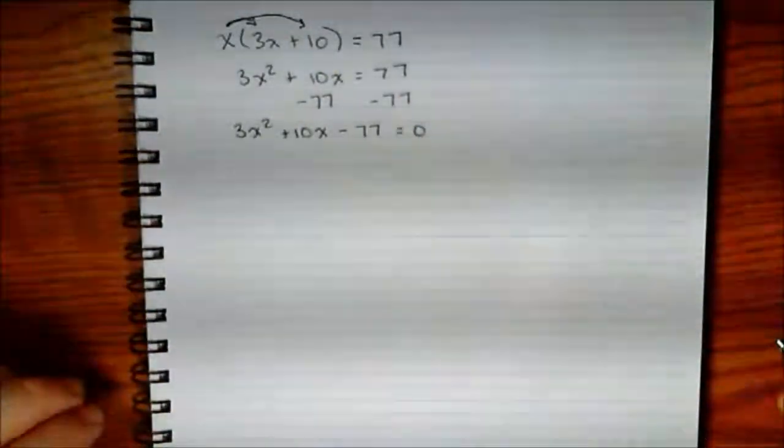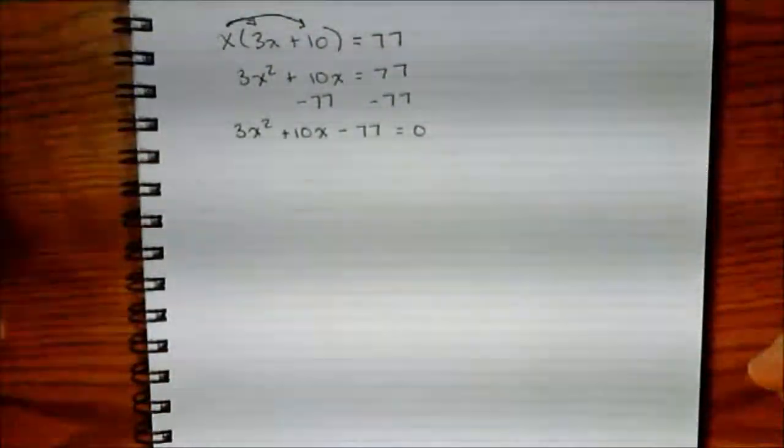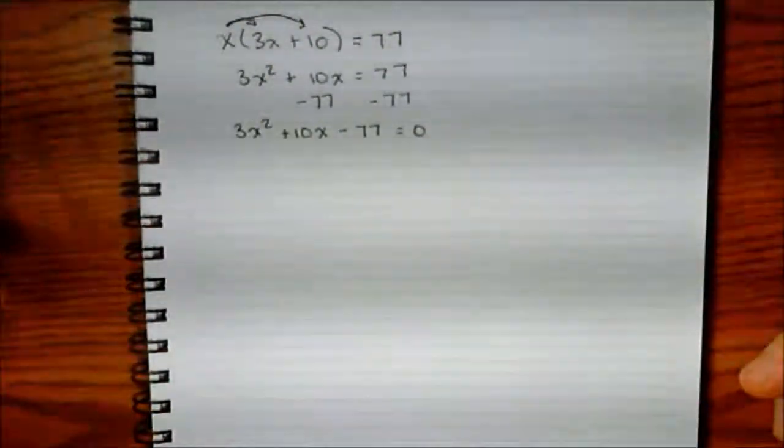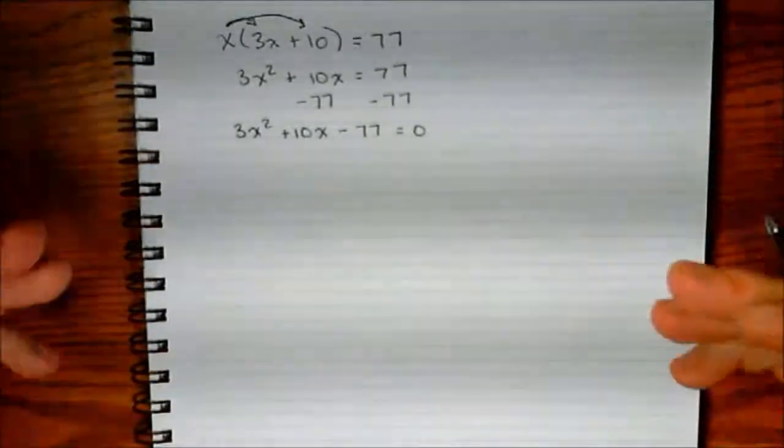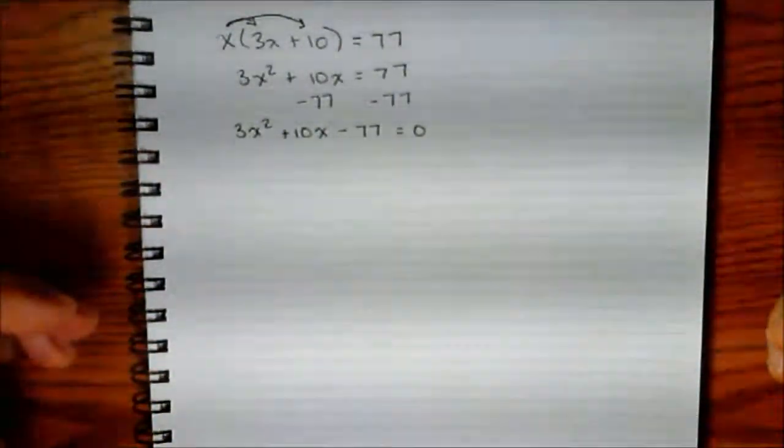equals 0. This is the famous quadratic equation, which was known by the ancient Babylonians 4,000 years ago, and this form right here is the form developed by the French philosopher René Descartes in 1637.